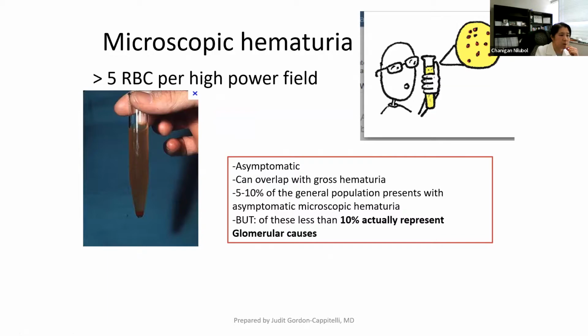But glomerular disease is not the most common reason for hematuria. So I don't want you guys to go out after today thinking that anyone with hematuria would have glomerular disease. It's still less than 10% that actually represent glomerular causes. But you should have suspicion, especially if there's proteinuria in combination with hematuria.